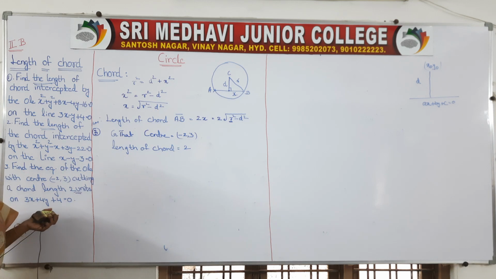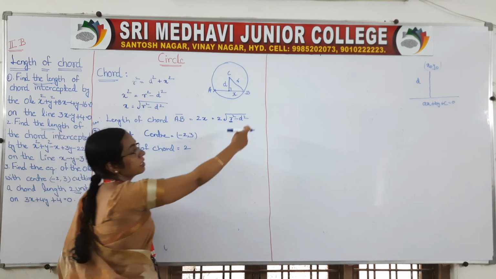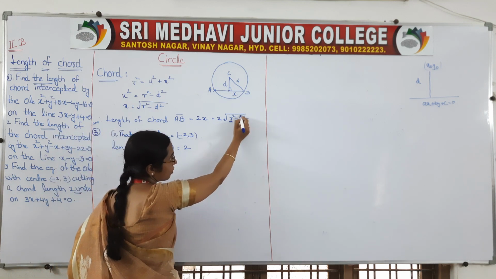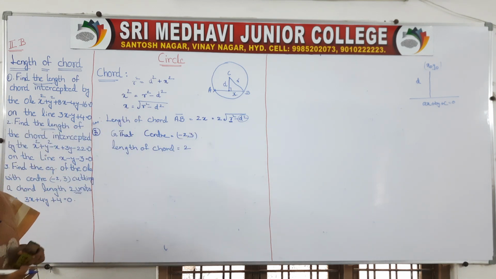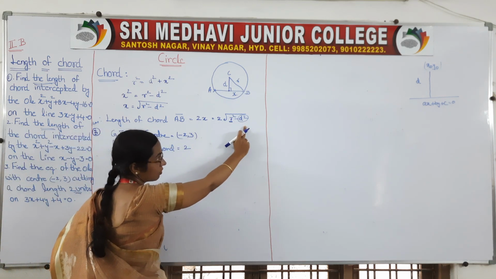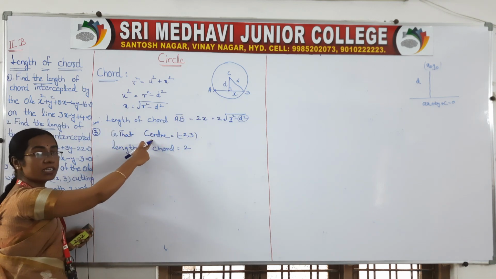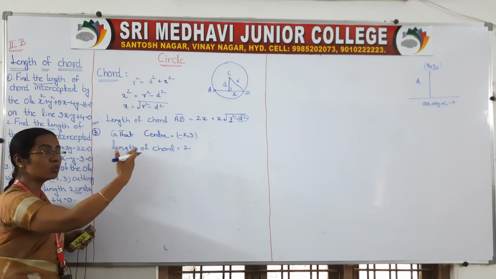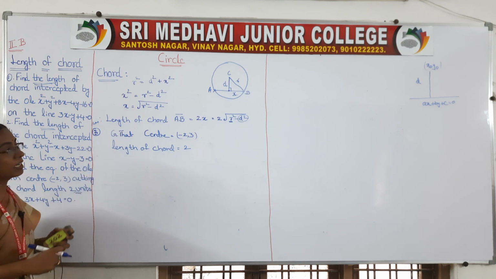If the length of the chord is given, how do we find the circle equation? We take the formula 2 into root of r square minus d square is equal to 2. If we know the d value, we can get r. That means now our requirement is d. If we know d, we can substitute it in the length of chord formula and get the r value. Why do we need r? The center is given to us, and if the radius is also known, we can easily write the circle equation. Your question is to find the circle equation.